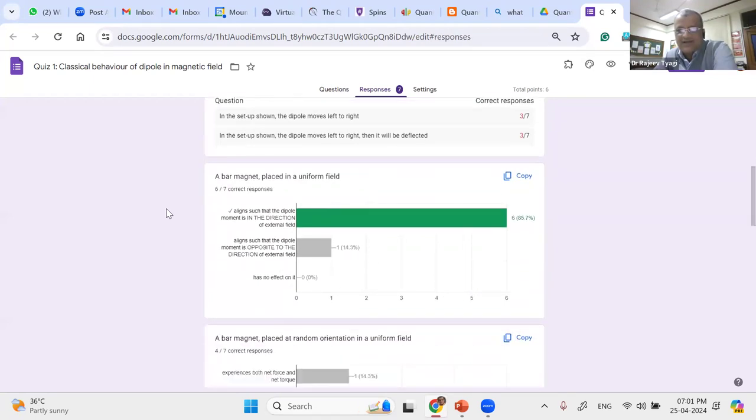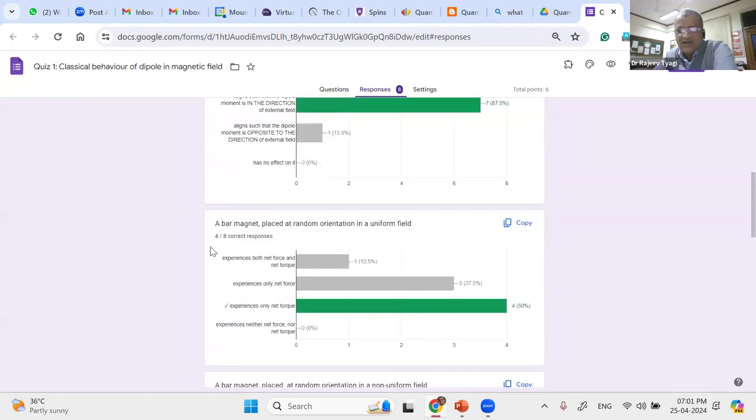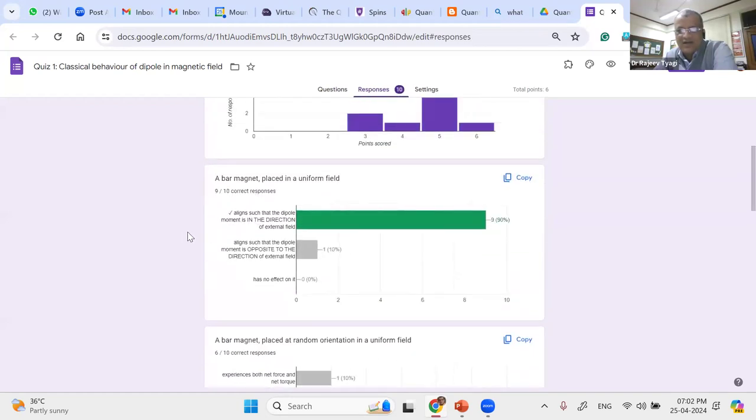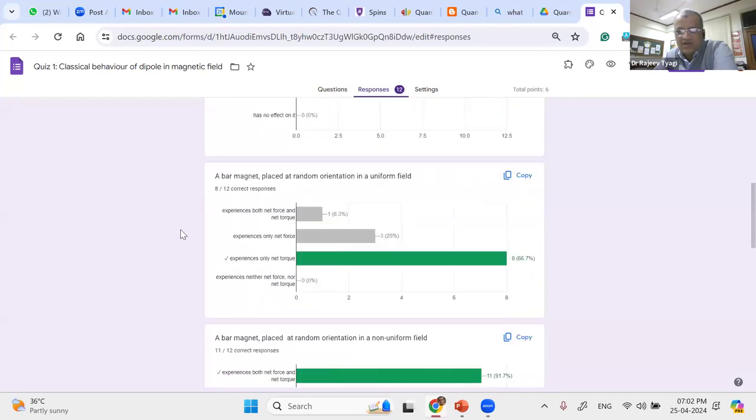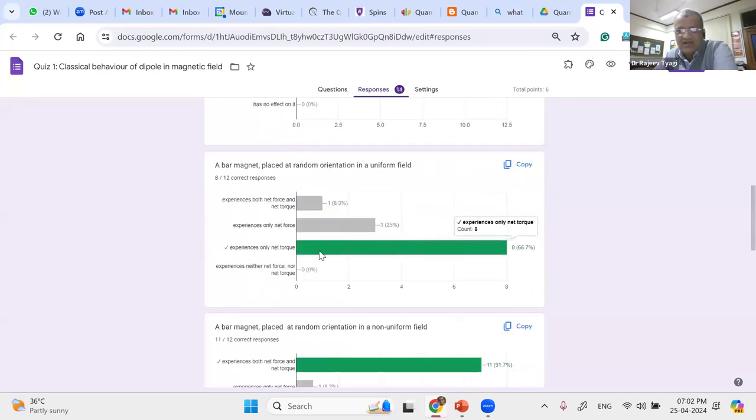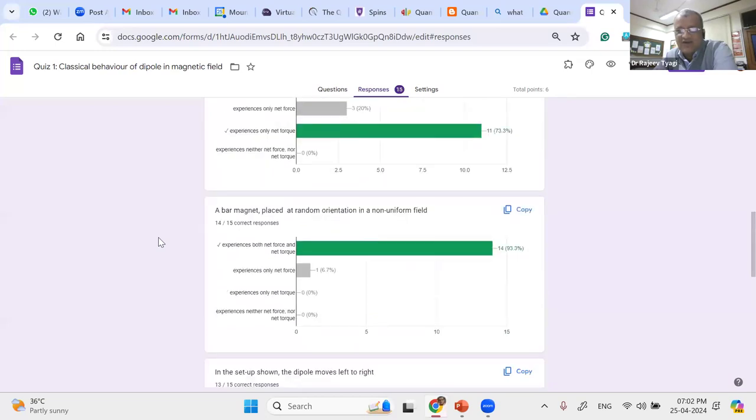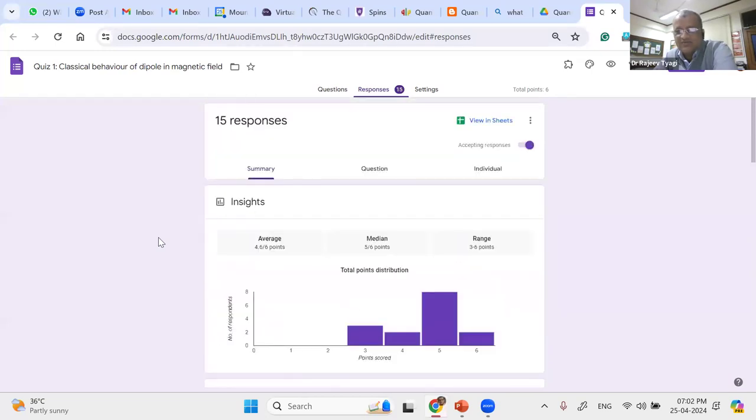A bar magnet placed in a uniform field. 7 out of 8 are correct. So most of the people have understood it right. 10 out of 11 have got it right. Here also the majority have got it right. Bar magnet placed at random orientation in a uniform field. Very right. But this I'll show you later on, otherwise you'll copy the answers.